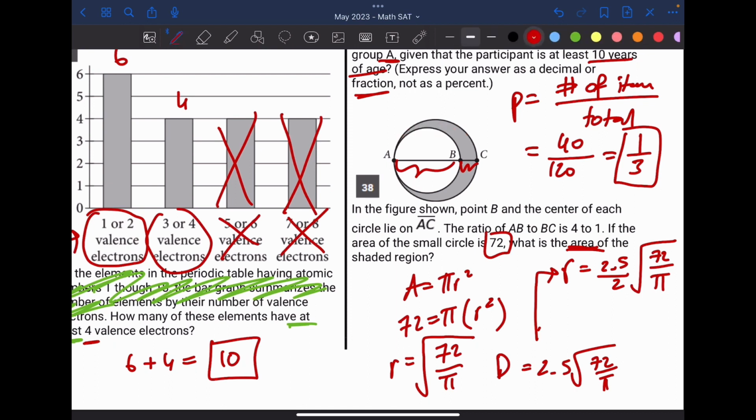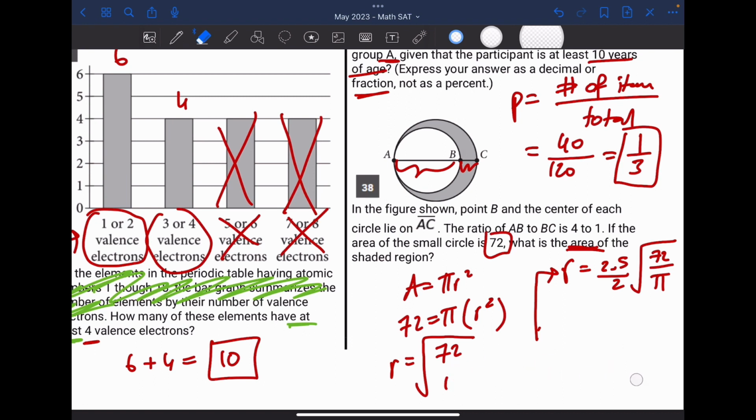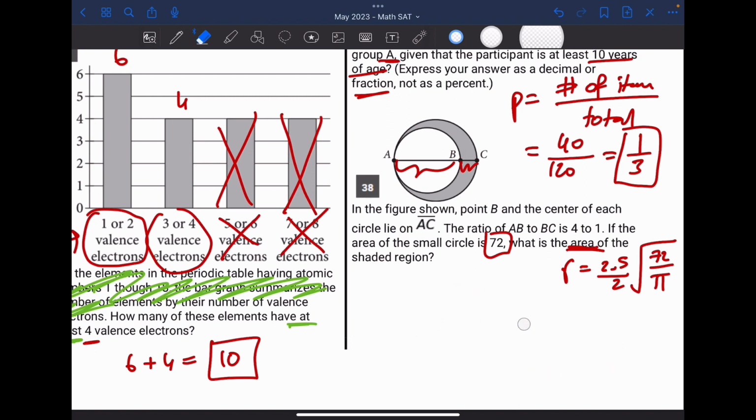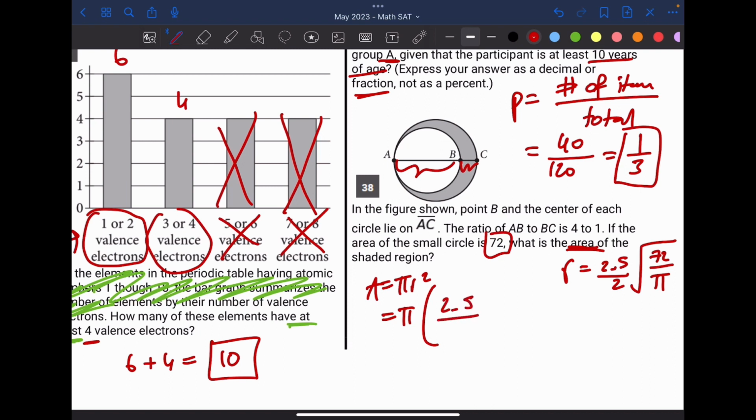So now we have the radius of the big circle. I'm going to erase some of this as well. But yeah, so area is equal to pi r squared. R is this now. So we're going to have pi times 2.5 over 2 times the square root of 72 over pi, all squared. And then put this in the calculator. You should get 112.5.